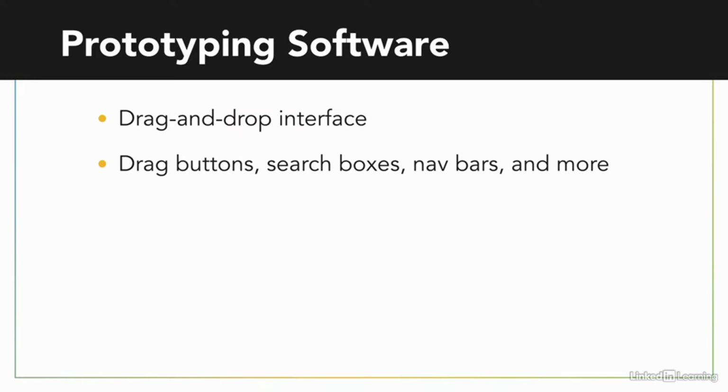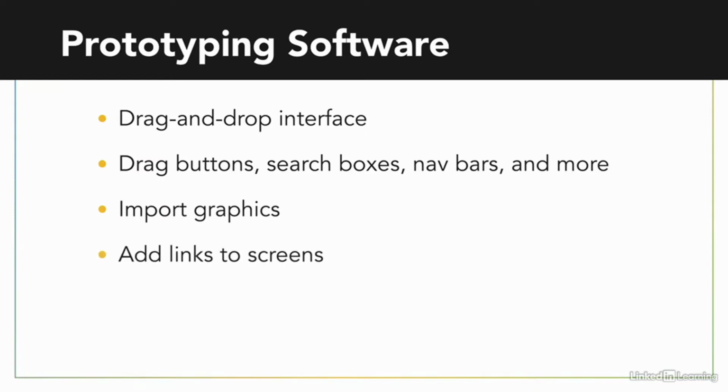Prototyping software typically features a drag-and-drop interface, often with several pre-configured interface options like buttons, search boxes, form elements, navigation bars, and more. You can import graphics like logos and photos. Often, you can add links between prototype screens and small animations when something is clicked. Let's take a quick peek at some prototyping software to see how this type of software looks and functions.